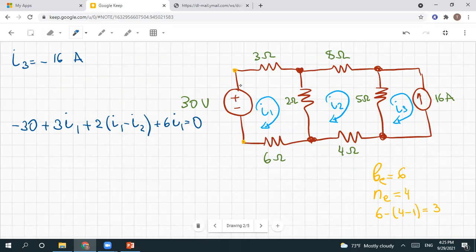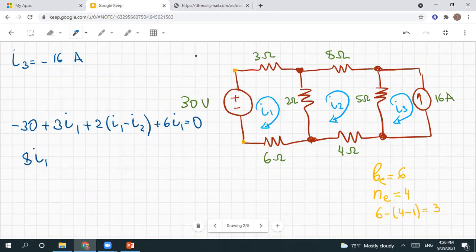The second mesh, please, anyone else? Let's start with the 8 ohm resistor, the above one here. Anyone who can help me, please? I think someone just put it in the chat. Okay, let me see what we have in the chat. 8I2, good, excellent. But I cannot open the chat box every time, so please use your mic or anyone else can help me. So for 8, it will be 8I2.